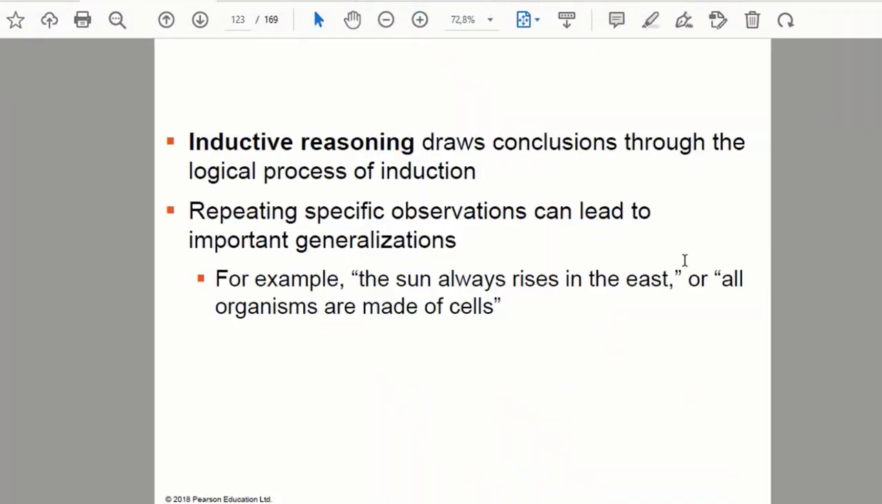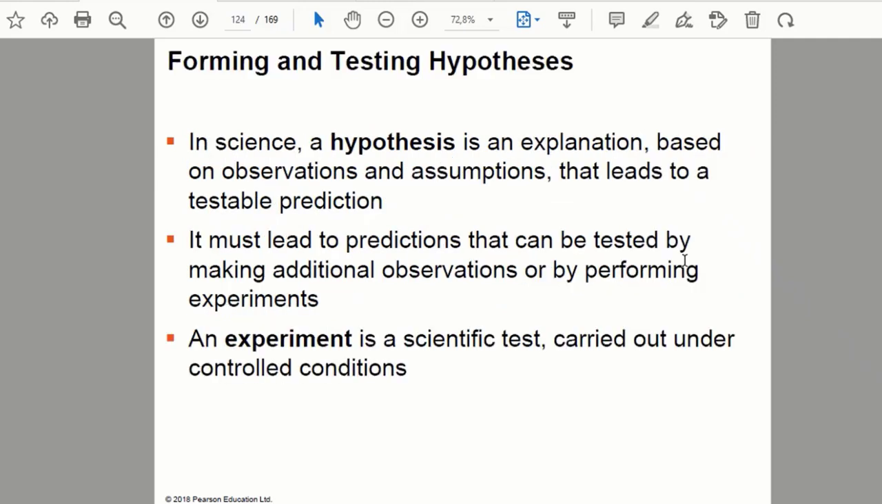Then there's also inductive reasoning, which draws conclusions through the logical process of induction, which is repeating specific observations, which can lead to important generalizations. For example, you will say the sun always rises in the east, or all organisms are made of cells. That's our inductive reasoning. Then forming and testing of hypotheses.